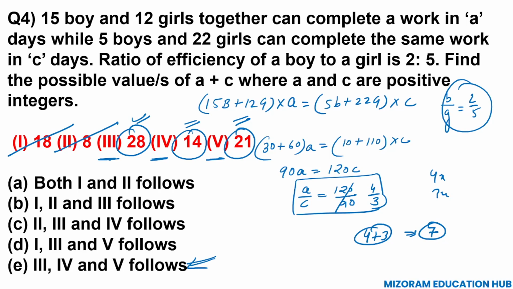Now it may seem hard to see, but don't worry, I will explain. Here we can find out that 4x plus 3x is 7x.